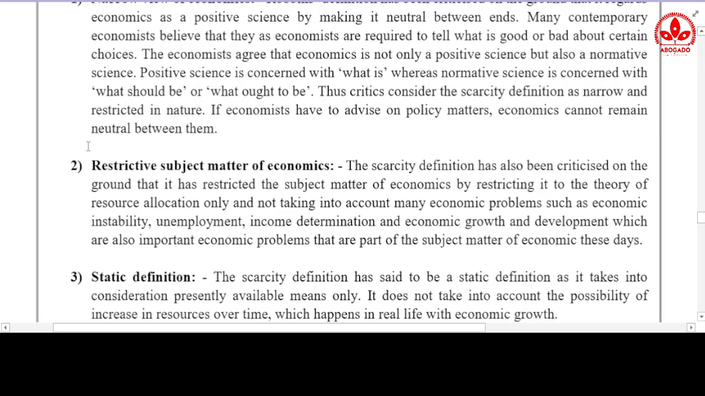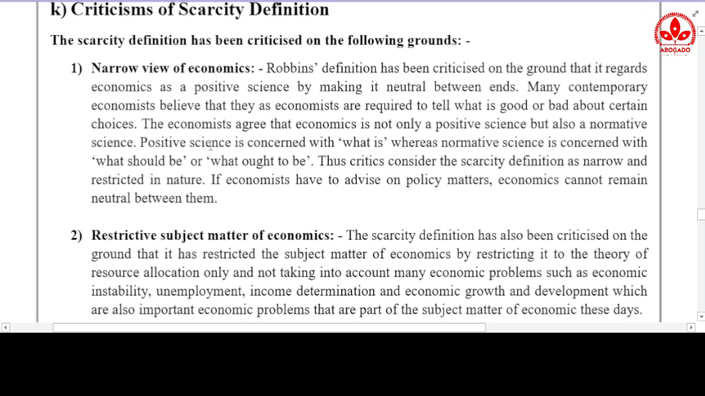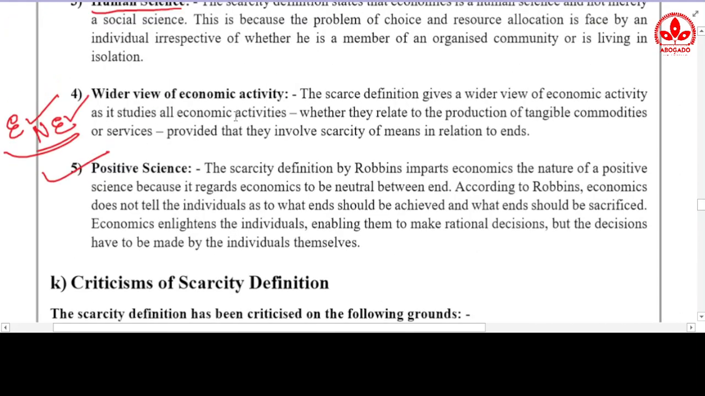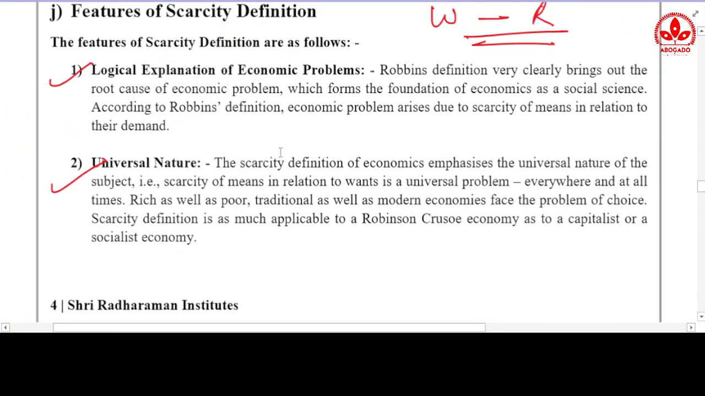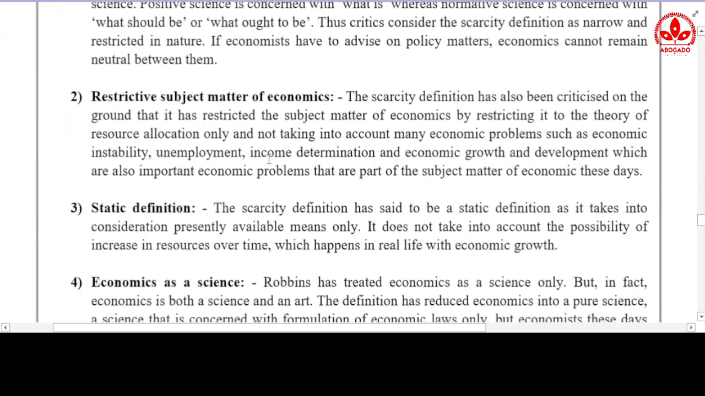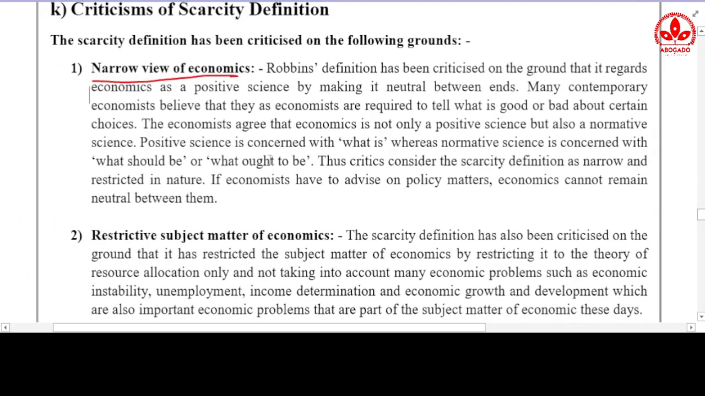Okay. After this come the criticisms of the scarcity definition. Now you might be seeing over here a narrow view of economics, but earlier we saw a wider view of economic activity and logical explanation. So how can this be? See, these criticisms were given by other economists. So whatever criticism they gave, that is what we need to study. These are not facts which we can state. These are the criticisms which were given by the other economists.